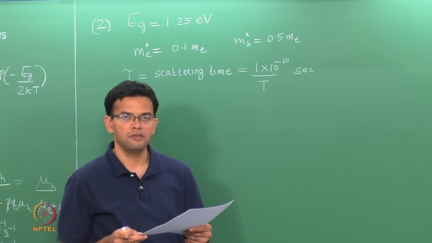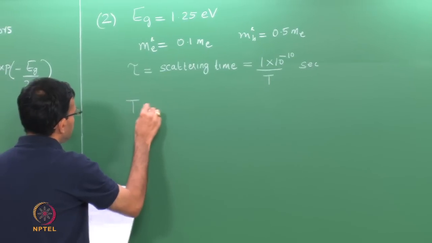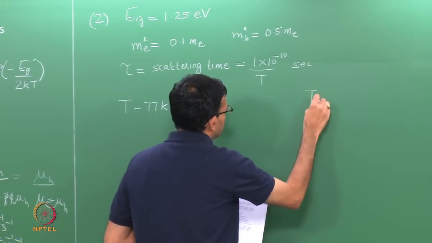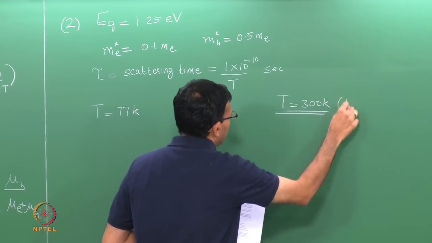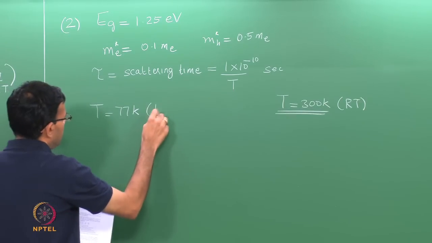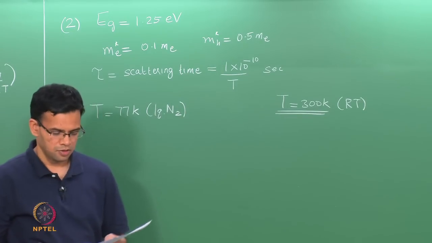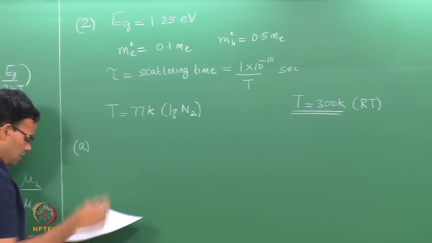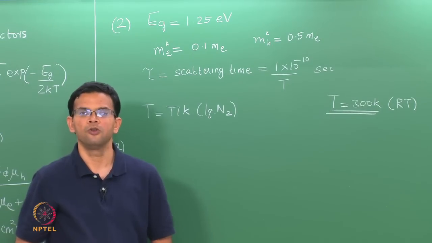We want to find the following at two temperatures. One is 77 Kelvin and the other is 300 Kelvin. 300 Kelvin is room temperature, and 77 Kelvin is typically your liquid nitrogen boiling point, so that is a low temperature. The first one we want to find is the concentration of electrons or holes.